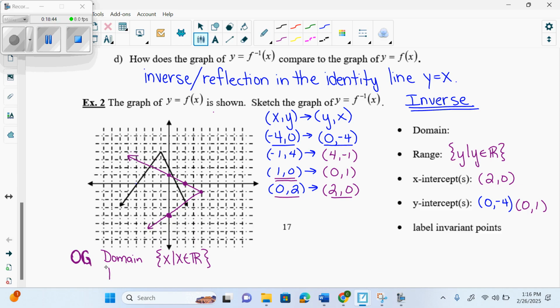And then the range of the original, it's 1, 2, 3, 4, or less than it, right? The highest it goes to is 4 or less. So it's going to be y such that y is less than or equal to 4, comma, y is now in the reals. Please use a comma and not a semicolon. Comma. So that's going to become x's. So that's going to be my domain. X such that x is less than or equal to 4. X is now in the reals.